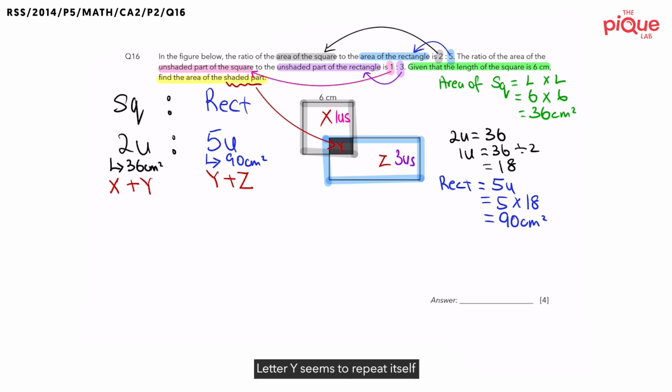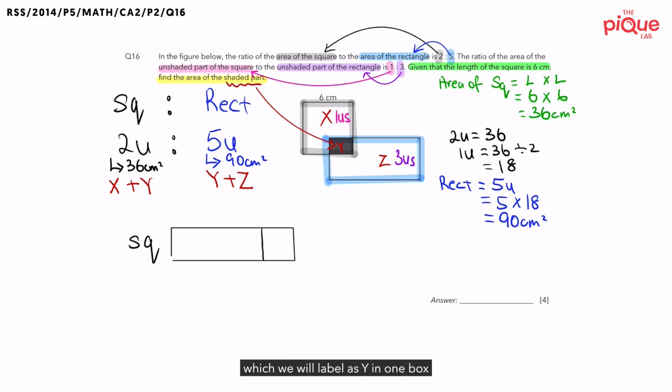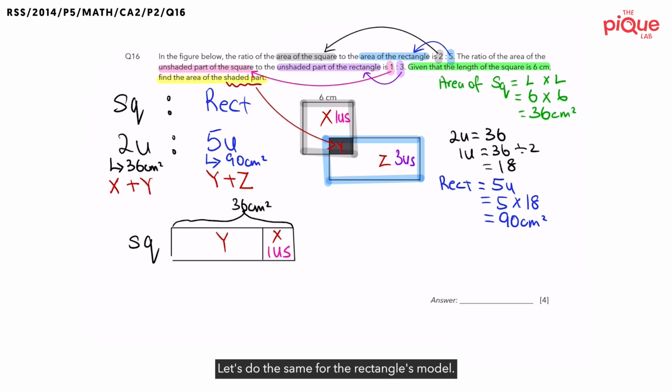Letter Y seems to repeat itself in both the area of the rectangle and the area of the square. Let's use a model to help us see the information better. For the squares model, I need 2 boxes, which we will label as Y in one box and 1 US, which is the area of X in the other box. We must also label the total area of the square, and this is 36 cm squared on the model. Let's do the same for the rectangles model.